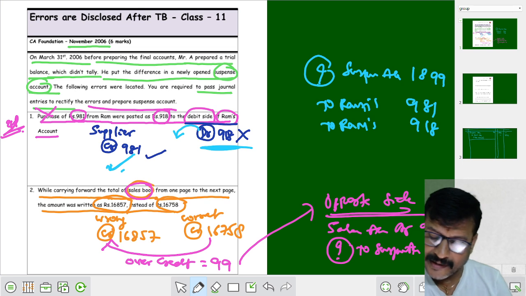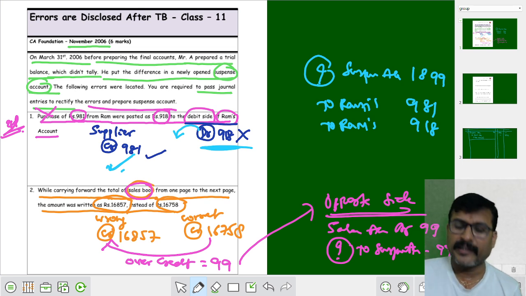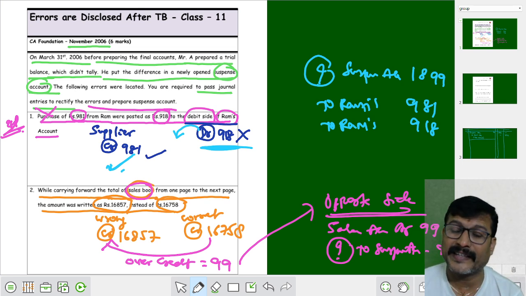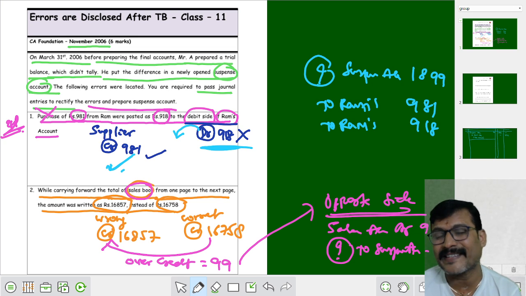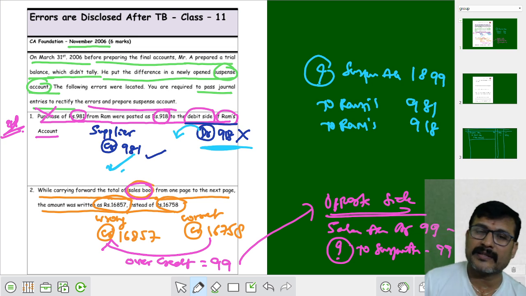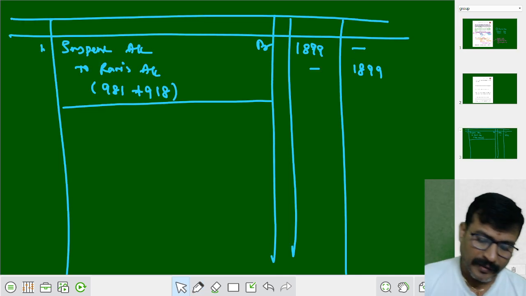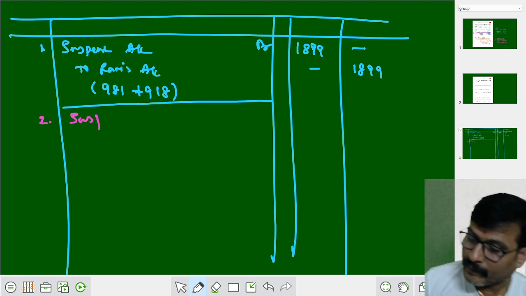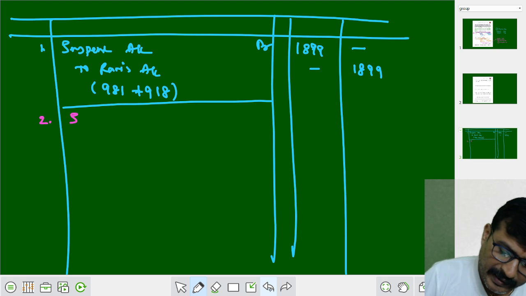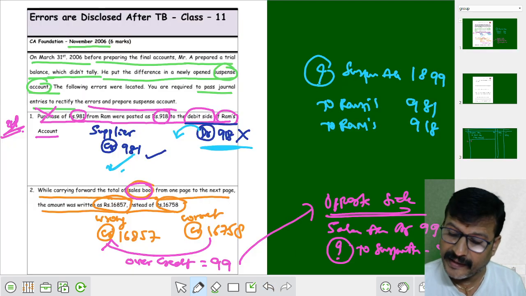Instead of recording 16,758, you have recorded 16,857 on the credit side. It means over credit, excess credit. Even as per BRS also we know very well, it is to be taken on the opposite side, the debit side. Now your entry will be sales account debit. What is that entry?